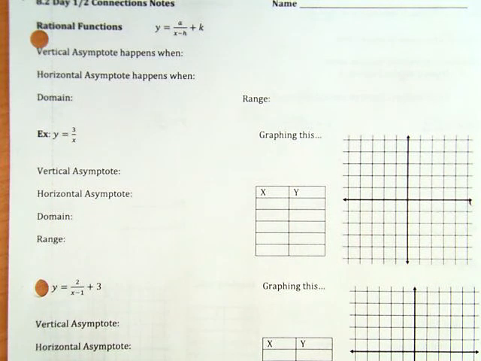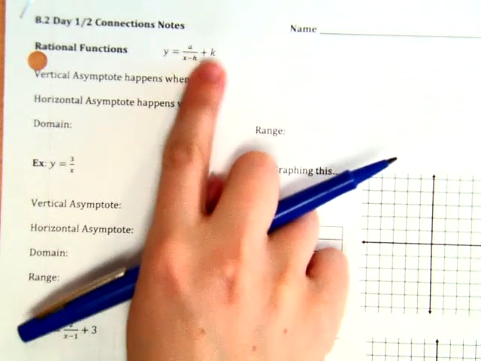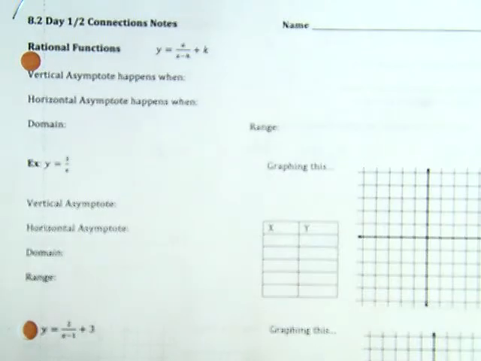Okay, 8.2, day 1, the first day of this section, is all about graphing and asymptotes. So we got a rational function, and the whole thing looks something like this. Your function should look something like that. Let's focus on this thing. Maybe that's better.